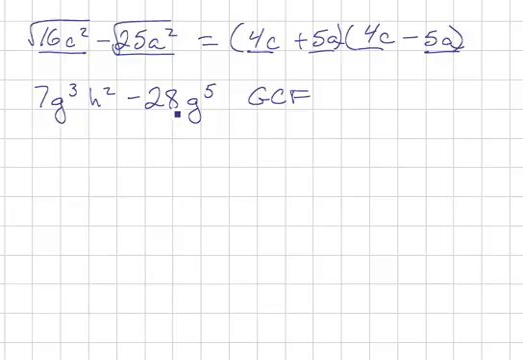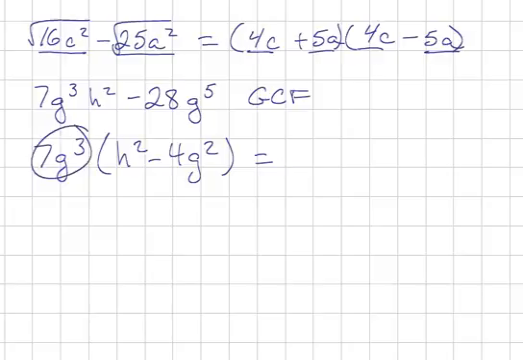So 7 and 28, I can for sure pull out a 7. The smallest power of g that's here is g cubed, so I can pull that out. That's going to leave us with h squared minus 4g squared. And that's a difference of squares. So the factors, 7g cubed is the common factor, so that gets written once out in front.